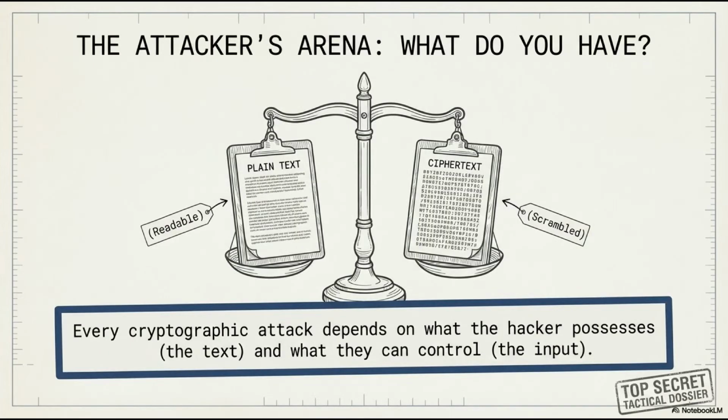What do you have? So this slide has an image of a scale. It's balancing plain text, the readable stuff, against ciphertext, the scrambled stuff. And this really sets up the logic for the next few slides, right? Because every cryptographic attack type is basically categorized by what the hacker currently possesses and, well, what inputs they can actively control. Exactly. It's a scale of attacker power. Let's look at how that plays out on slide 8.